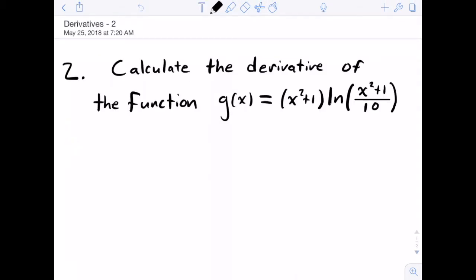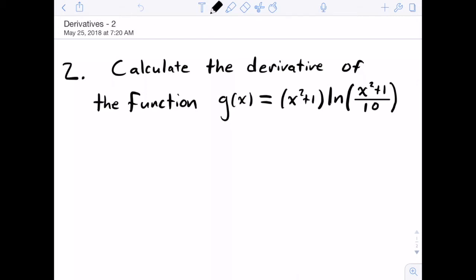Next, we're going to look at the function g given by (x squared plus 1) times the ln of (x squared plus 1) divided by 10. So yeah, the function looks a little complicated, but it's really not that bad. There's a couple different ways you could approach this, but it's going to end up being almost identical either way.